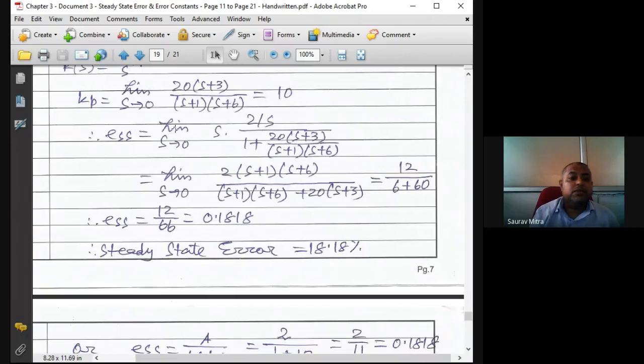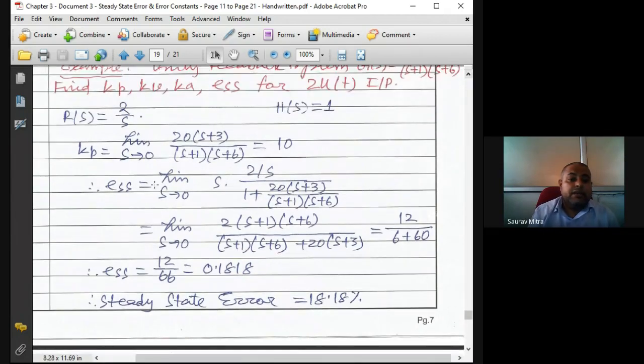That is ESS is equal to limit S tends to 0 of S into R(S) divided by 1 plus G(S)H(S). As the input is 2 u(t), R(S) is 2 by S. So this is by the classical method. So this is S into 2 by S, over 1 plus G(S)H(S). Then just add it, take (S plus 1)(S plus 6) at the top, and this S and this S get cancelled. So it will be 2 into (S plus 1)(S plus 6) divided by (S plus 1)(S plus 6) plus 20 into (S plus 3).